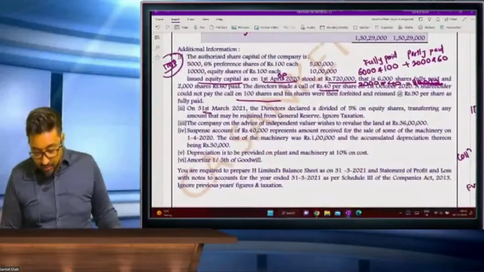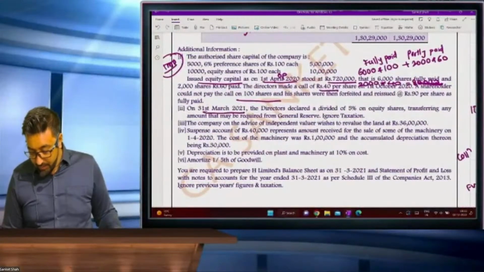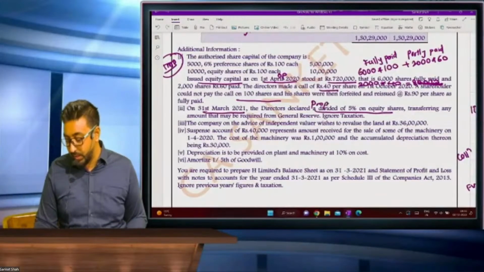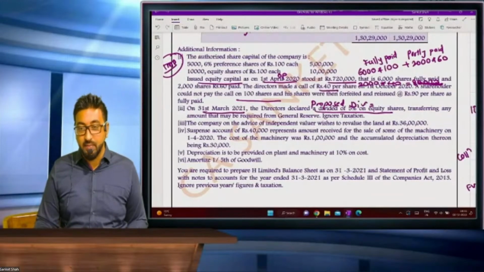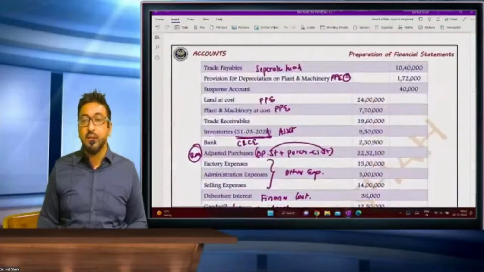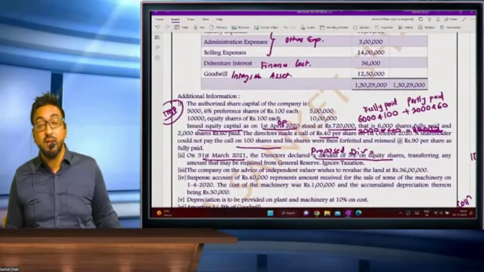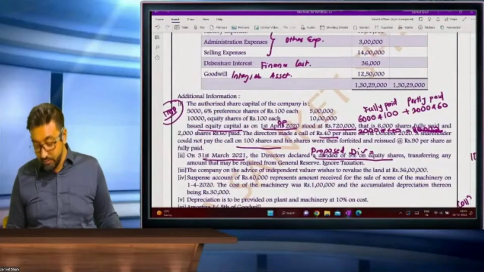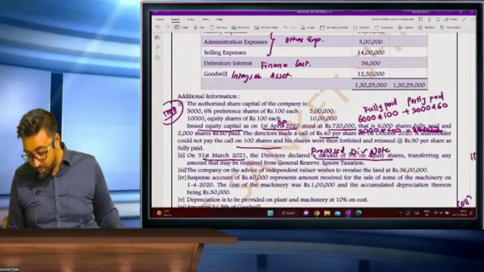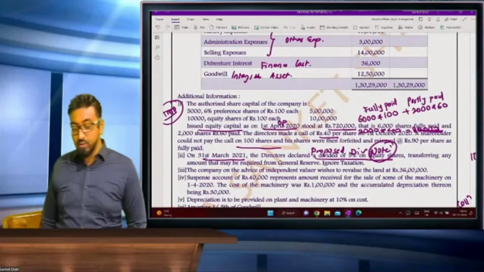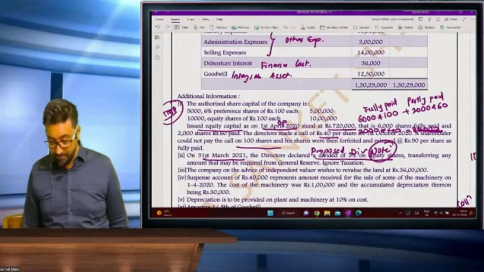On 31st March 2021, directors declared a dividend of 5% on equity shares. So beta, this is proposed dividend. And this proposed dividend is not a trial balance item. So if it is a trial balance item, beta, then we have to write it under other current liability. But proposed dividend, we will give only as a footnote. So I will write it in the note, footnote. It is not recognized as a liability.